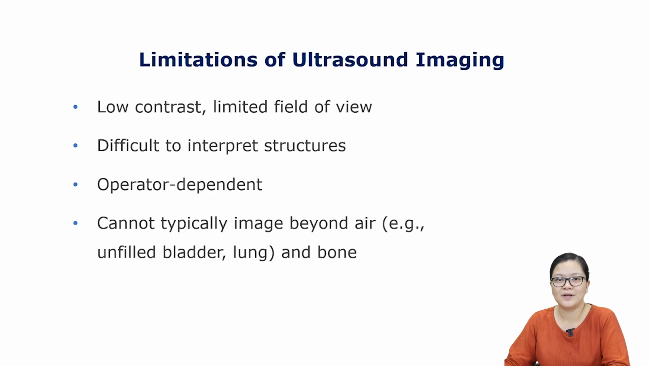Also, ultrasound is operator dependent, meaning that depending on the sonographer's interest and how the image should be displayed, the sonographer might move the transducer to different locations in the body. The probe placement can also be a factor. So therefore, there are other approaches in ultrasound that try to compensate for these operator dependencies. Also, ultrasound cannot typically image beyond air, such as an unfilled bladder or lung, as well as bone. And this goes into the concept of acoustic impedance, which we'll discuss more in the later slides.